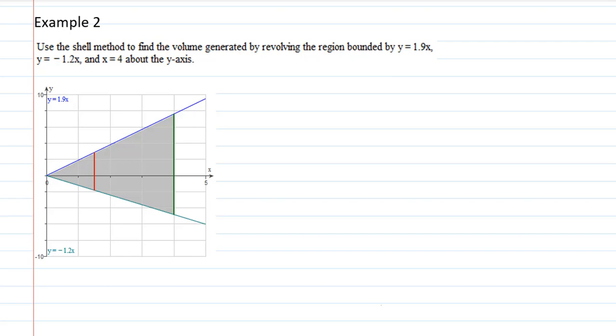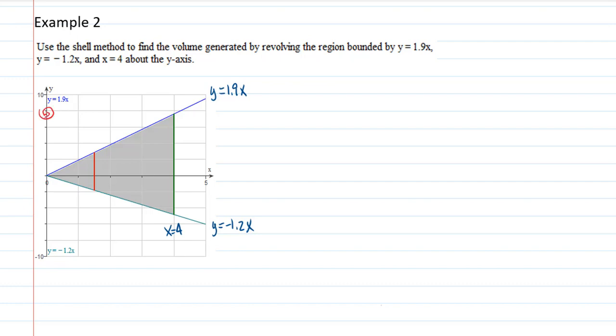This first line here with the positive slope would be the line y equals 1.9x. The line with the negative slope would be y equals negative 1.2x. And then this vertical line here is x equals 4. And so the shaded region is the region that's bounded or trapped by all three of these equations. So that's the grayed out region I have here. I want to revolve this about the y-axis.